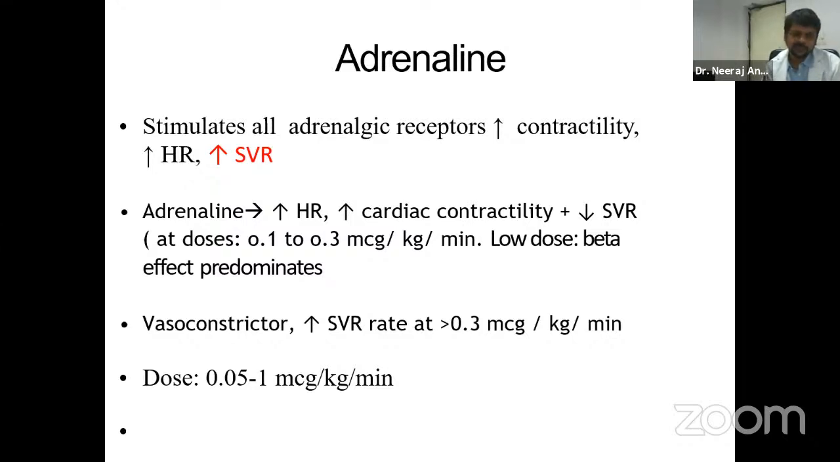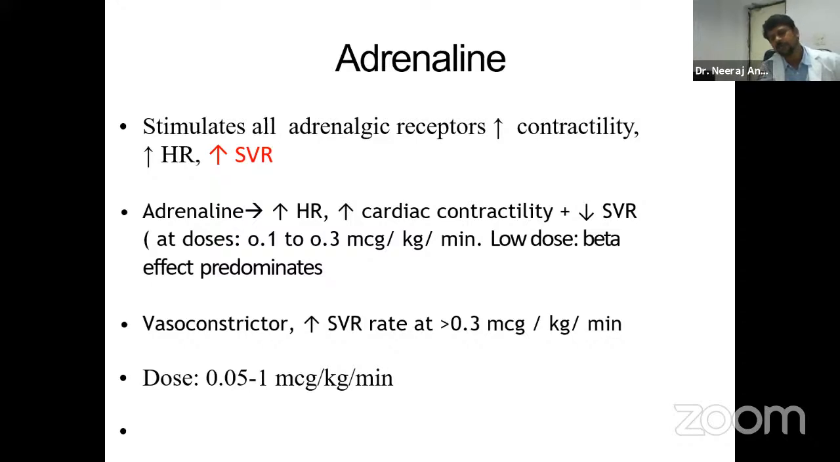In case of adrenaline at low doses, the beta effect predominates. So at low doses, there will be decrease in systemic vascular resistance. So there will be increased heart rate along with increased cardiac contractility, which causes increase in preload, whereas decreased systemic vascular resistance will lead to decrease in afterload. So both these effects will lead to favorable effect in shock patient.